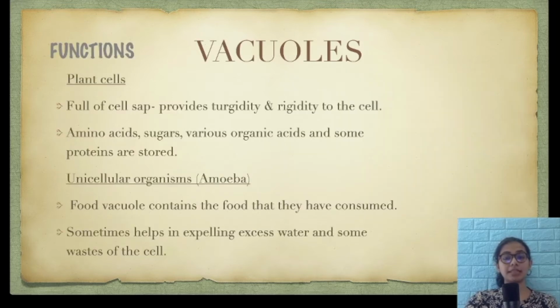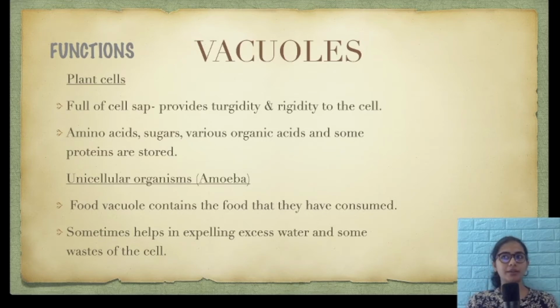So what are their functions? Their functions are most vital in plant cells and in unicellular organisms like amoeba or paramecium. We've already discussed a little, so we'll learn about it in more detail. In plant cells, vacuoles are full of cell sap, and this provides turgidity and rigidity to the cell. Turgidity is that firmness, that swollen look of the cell, so that it remains full and rigid. Why so? Because plants must protect their structure at all costs.